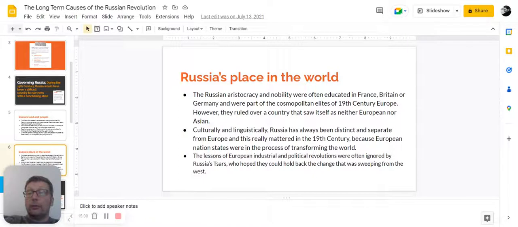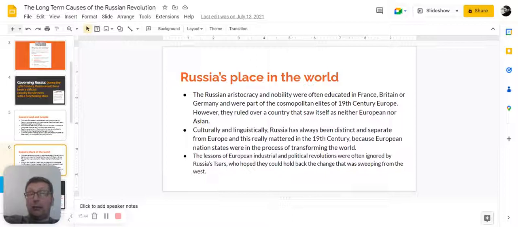To Russia's place in the world. The Russian aristocracy and nobility were often educated in France, Britain, or Germany, and were part of the cosmopolitan elites of 19th century Europe. So they would often speak slightly better French or English than they did Russian, and certainly their world would have been education in Paris, where they would attend society balls and be very well catered for, and then a university education in Great Britain, where they would go to Oxford or Cambridge, and then return to Russia.